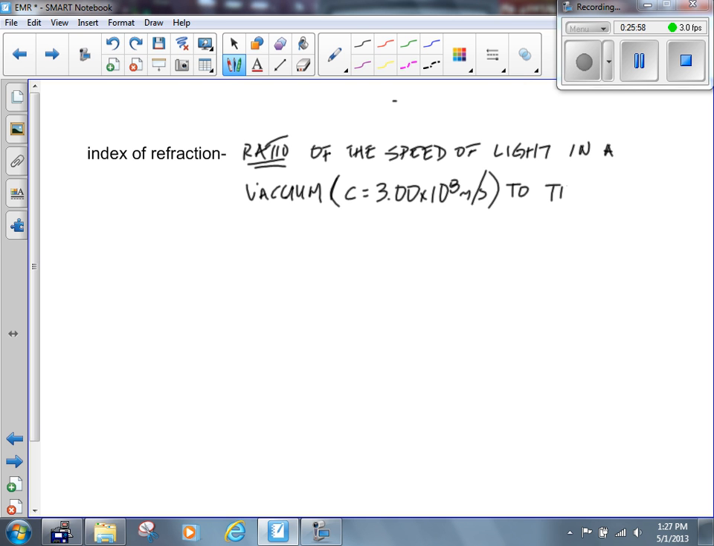to the speed of light in medium X. In other words, medium X is going to be the medium that you're in. The index of refraction of this medium is the speed of light in a vacuum compared to the speed of light in this medium. The symbol for the index of refraction is an n, a lowercase n. It's equal to C, or 3 times 10 to the 8 meters per second, over V, or whatever the speed is in this new medium, X.